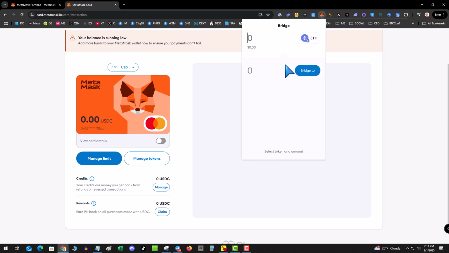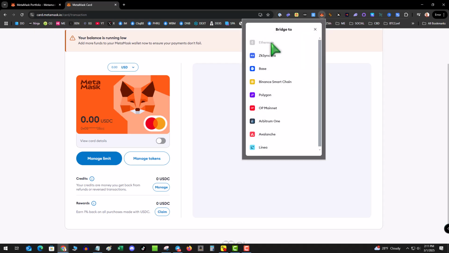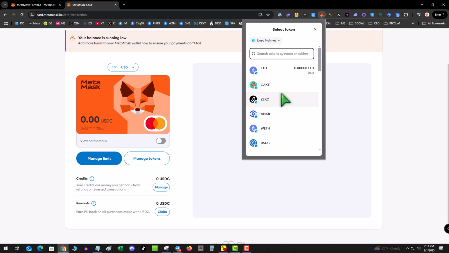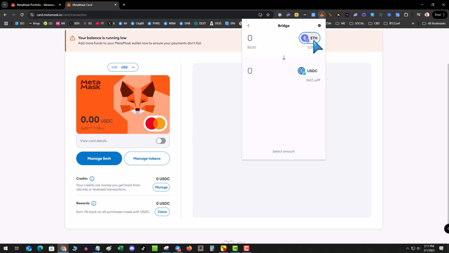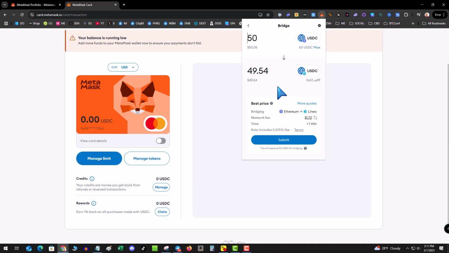So you hit bridge, we go ETH, bridge to, we're going to type in Linea, never even heard of it before today, and we're going to go USDC. So, and then we do this. So here's $50, and then I have to have a little ETH on the Ethereum side or wherever I bridge. So it looks like 46 cents plus the network fee, 1 minute. Okay, so I'm going to hit submit.